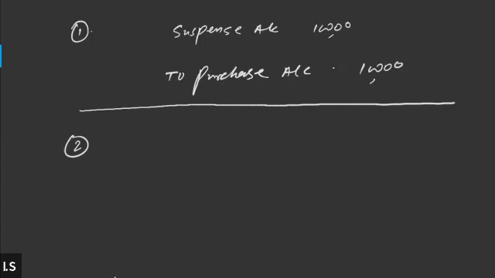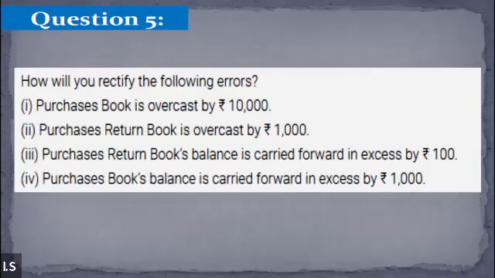Moving on to the next question. Purchase return book is overcast by 1,000. So first of all, just tell me what kind of balance the purchase return book has. Credit balance. It is just the opposite of the purchase book. Since the purchase book has a debit balance, the purchase return book must have a credit balance. Here it is written that we have recorded an extra 1,000 in the purchase return book. That means the purchase return book has been credited in excess of 1,000.